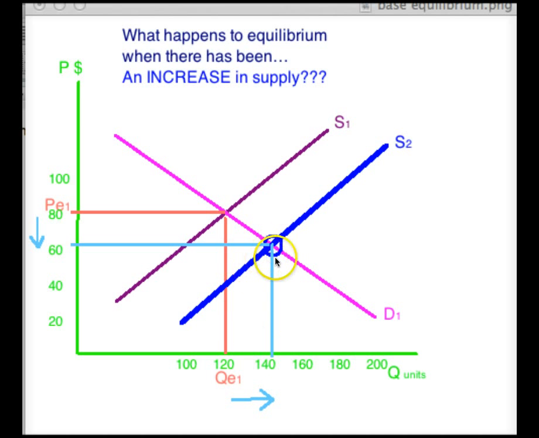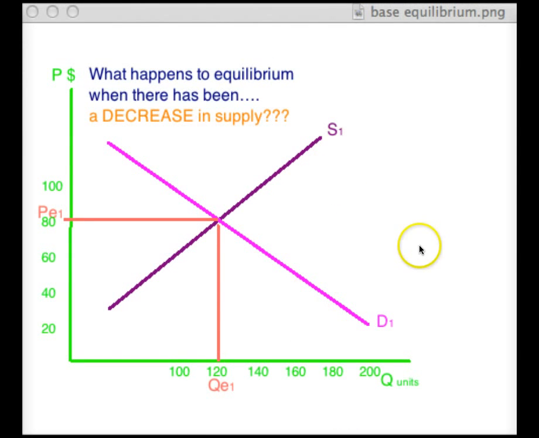So we now have a new equilibrium that's been formed that sits here. So this is our new equilibrium quantity, our new equilibrium price. Price has come down, quantity has expanded. So not moving in the same direction. An increase in supply reduces price, increases the quantity supplied.